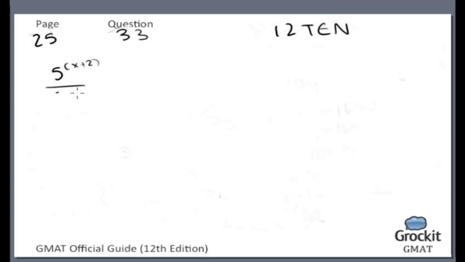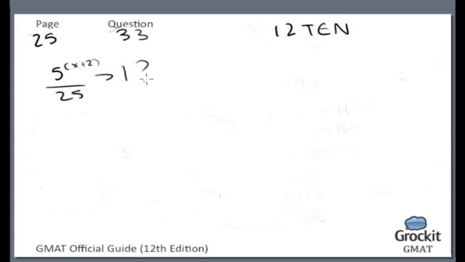Okay. Number 33 on page 25. Again, we get our answer choices on the board. So, is 5 to the quantity x plus 2 over 25 greater than 1?